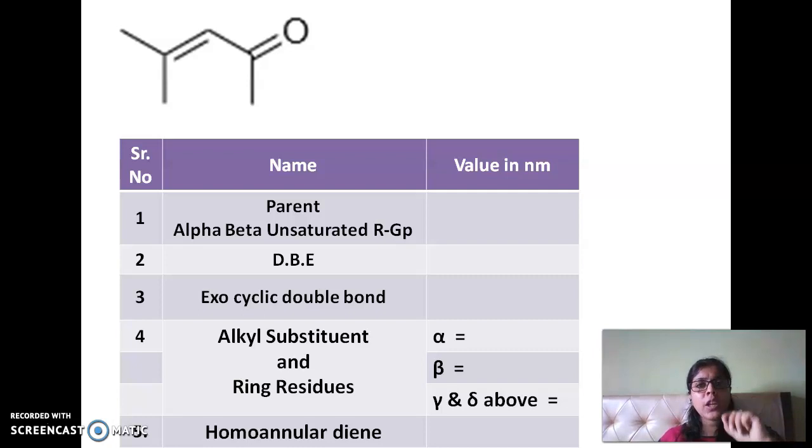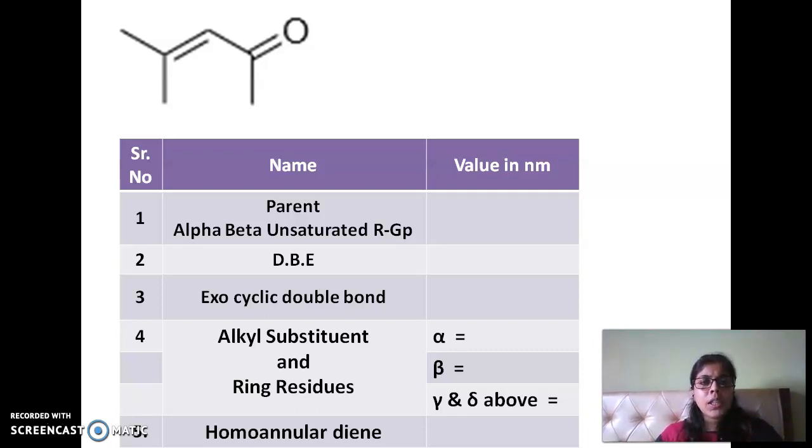I have to first check out which is the parent, then check whether there is a DB in the structure, then whether there is an exo in the structure, then whether there is an alkyl substituent at alpha, beta, gamma, then whether there is a ring residue at alpha, beta, gamma, and then whether it's a homoannular diene. That makes a total in nanometers, which is the lambda max of that particular organic compound. So let's go for it.